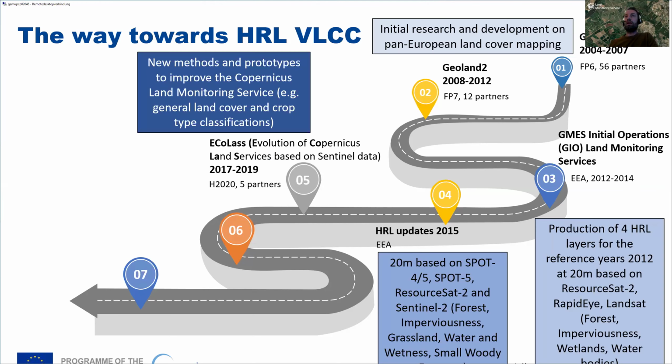And then another research project was carried out between 2017 and 2019, H2020 budget line with 5 partners to prepare even more for the upcoming, let's say, full availability of Sentinel-2 data, develop new products and new efficient methods. And one of these new developments was, for example, the mapping of a first crop type classification, which we will see today had its fruits as well.